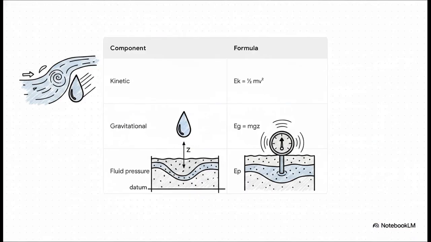So what exactly makes up this mechanical energy that's physically pushing the water through the soil and rock? It neatly breaks down into three classic physics components. First up, we've got kinetic energy, which is the energy of movement, driven by the mass and velocity of the fluid. Second is gravitational potential energy, which is all about the water's elevation above a specific baseline or datum. And third is fluid pressure energy.